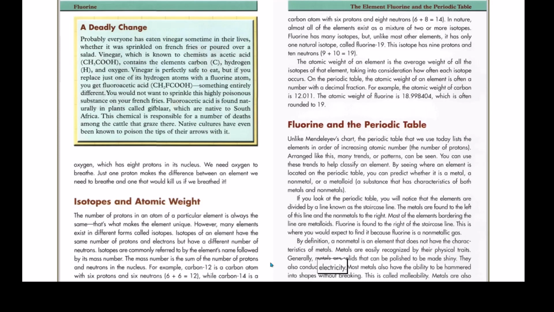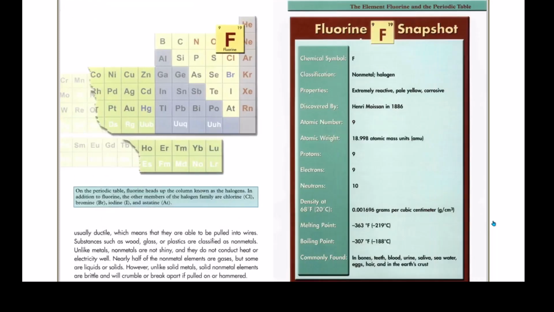By definition, a non-metal is an element that does not have the characteristics of a metal. Metals are easy to recognize by their physical traits. Generally, metals are solids that can be polished to be made shiny. They also conduct electricity. Most metals have the ability to be hammered into shapes without breaking. This is called malleability. Metals are also usually ductile, which means they're able to be pulled into wires.